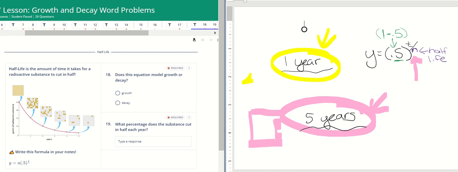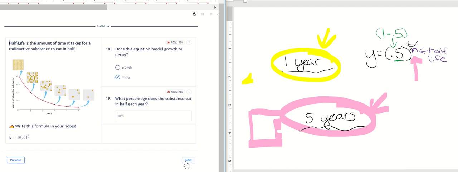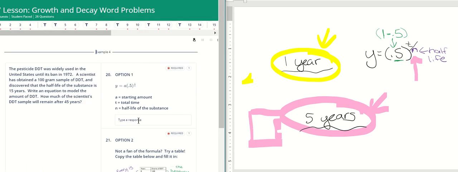So if we look over at the lesson, we can see an example of half-life with dots. You can see we're starting with a full grid, and then as a year passes, the number of dots cuts in half and in half and in half and in half. So that models decay. And the percentage the substance cuts in half each year is 50%. That's just half. So we're going to look at some half-life problems.